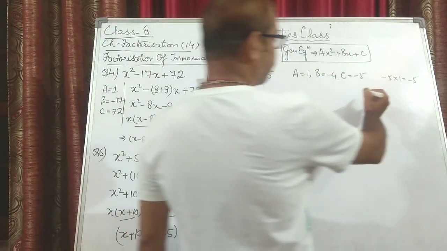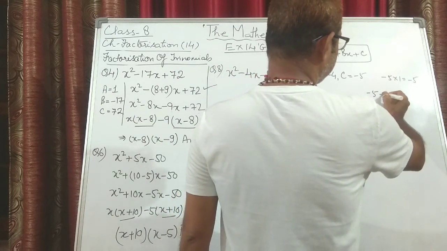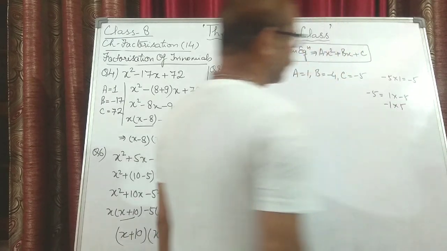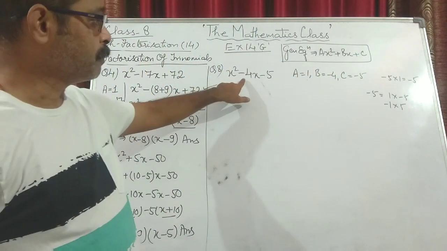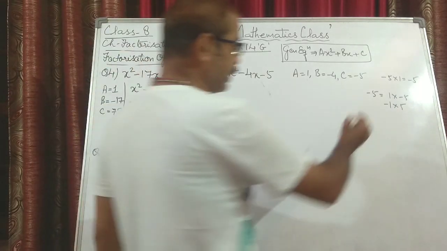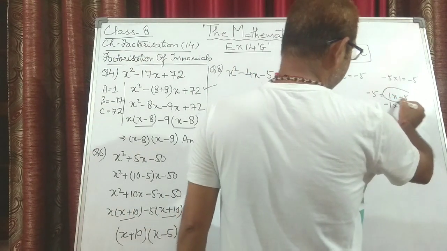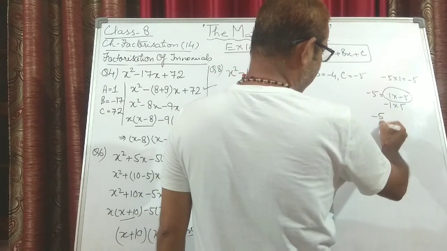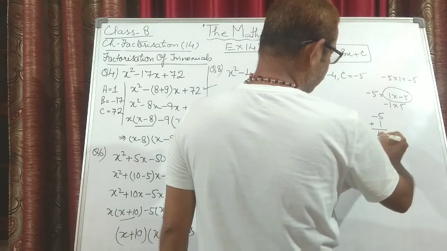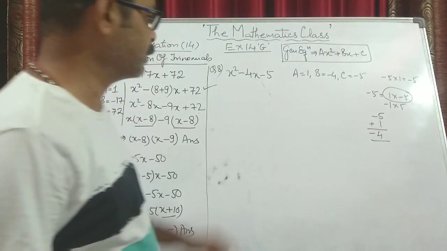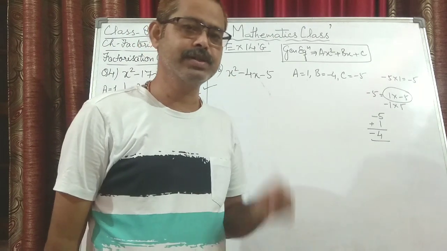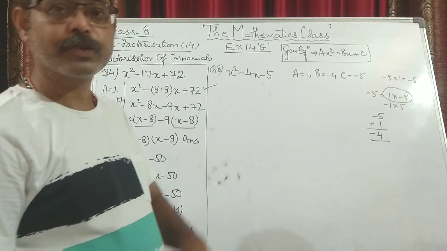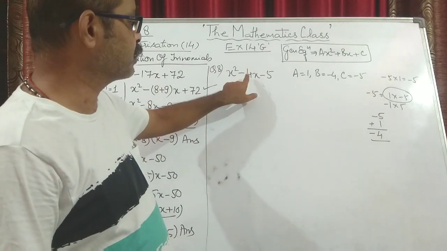Now 5 cannot be factorized into prime factors because it's already a prime number. It means 1 into minus 5 or minus 1 into 5. That is all. But what do we need? Minus 4. Minus 4 we need. It means we will take this factor. Why this factor? Because when we add minus 5 and 1, we will get minus 4. And what was our concept? The factors are arranged in such a manner that the sum or the difference of the factors is equal to the middle term.